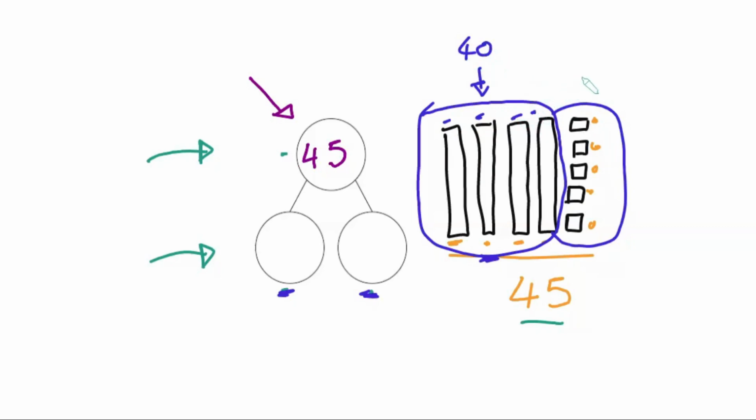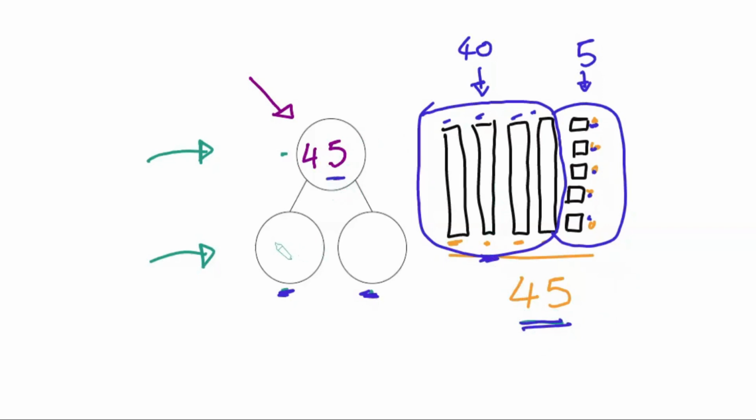And how many in this group here? Shall we count them? Or can you remember? Here we go. 1, 2, 3, 4, 5. So there's 5 in this group here. 40 and 5 equals 45, which is our whole number here.